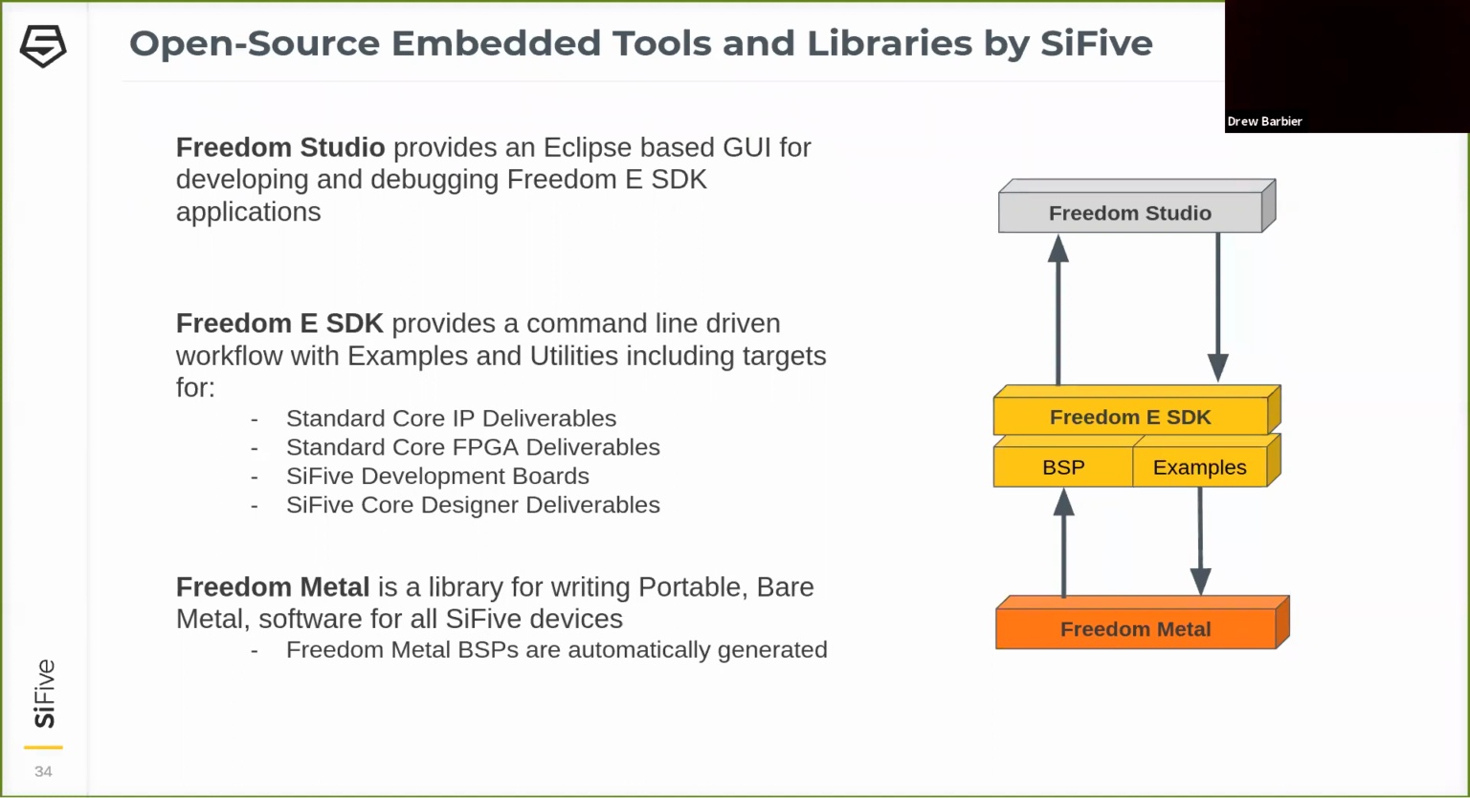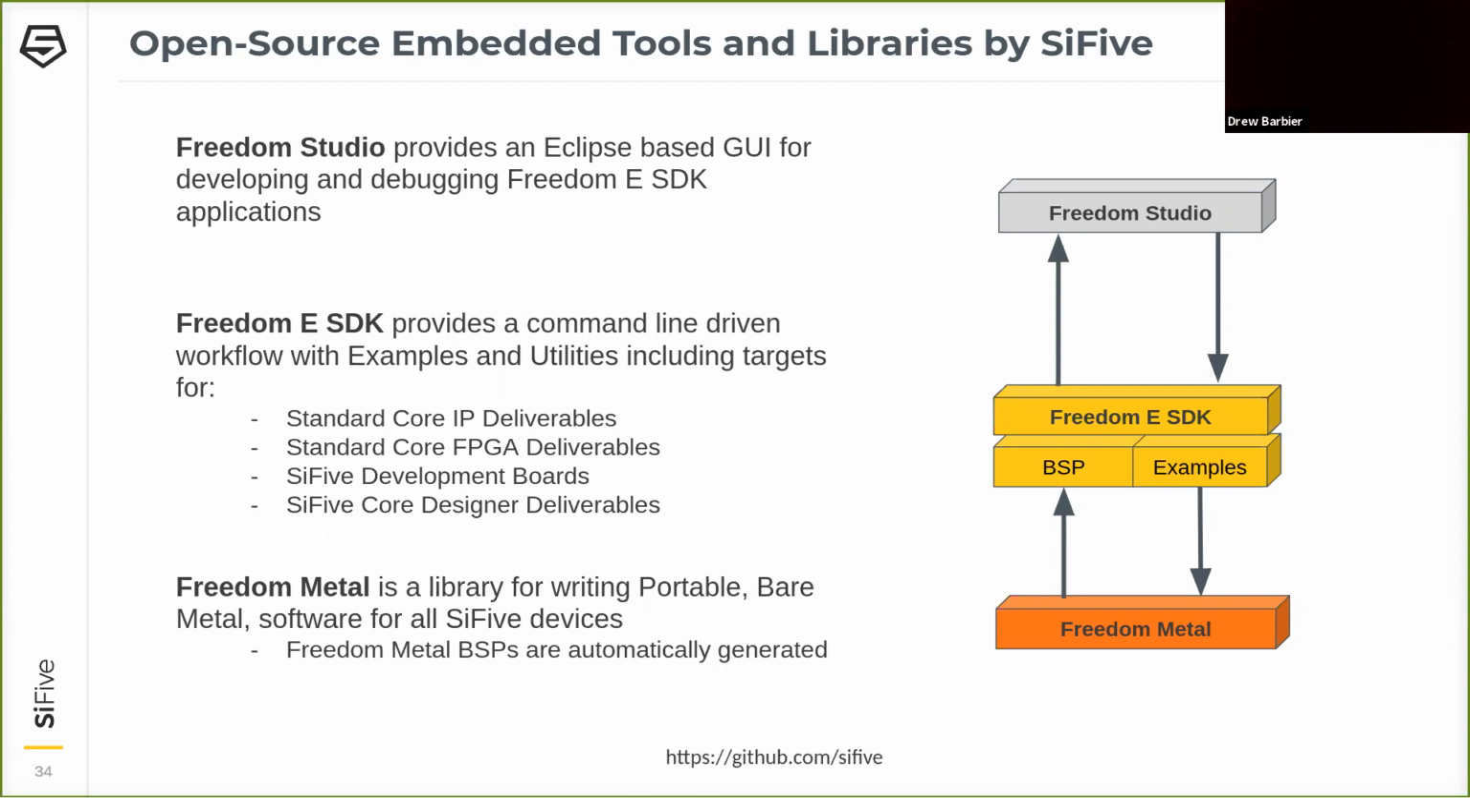And going forward, we'll actually include these custom BSPs directly in the deliverables themselves. So as you can see, our software story builds upon itself from the base level Freedom Metal bare metal libraries, all the way up to the higher level Freedom ESDK, where we have these high level examples and applications and benchmarks and so on. And then Freedom Studio at the top, which gives you that nice GUI for driving Freedom ESDK, and graphical debug and so on.